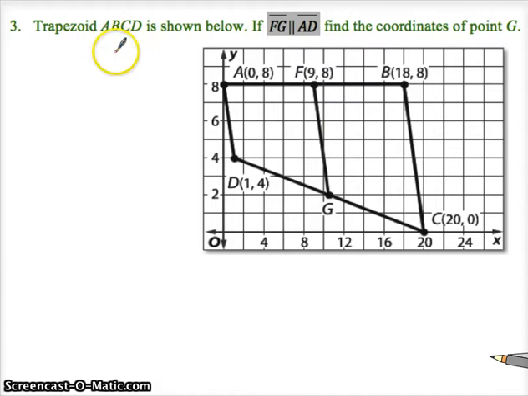They're telling me it's a trapezoid. They're telling me FG is parallel to AD. Thank you very much. I could have done that with slopes by myself. And they're saying, find the coordinates at point G. Well, they're telling me it's a trapezoid, and FG is parallel to AD.